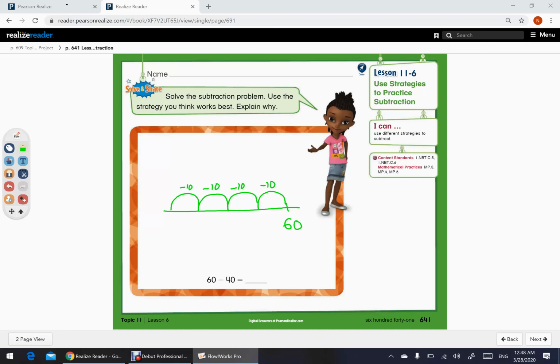60 minus 10 gives me 50. Minus 10, 40, minus 10, 30, minus 10, 20. So 60 minus 40 gives me 20.